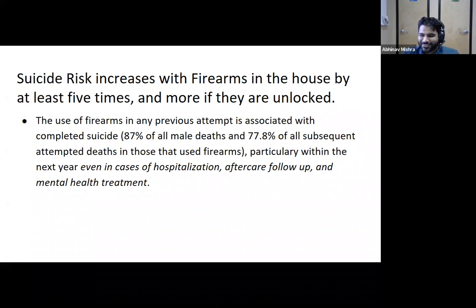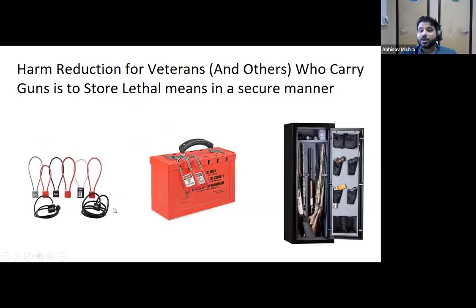So we want to make sure that the guns are locked up. And harm reduction for our veterans and others who carry guns is to store the lethal means in a secure manner. Every step that we remove, right? If we lock up their pistol, then they have to unlock the pistol first of all. Or if it's in a small safe, they have to get this, unlock it, and then take the gun out. Or if it's in here, they have to take their gun out, load the gun, then make an attempt. We're removing the level of impulsivity that the patients will have. And this is why harm reduction matters. And there's a lot of good evidence that the VA has gathered that really supports what we're saying here, which is to lock them away.